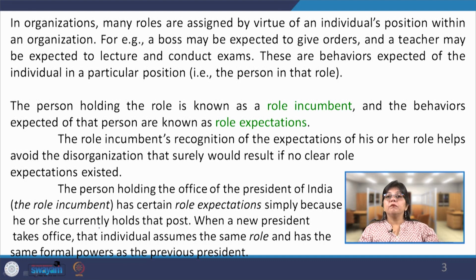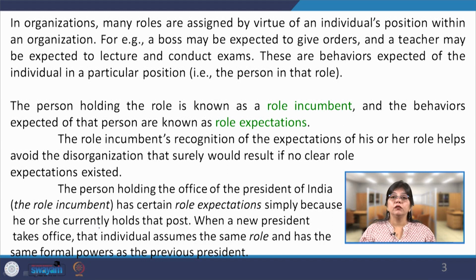So, the role incumbent's recognition of the expectations of his or her role helps avoid the disorganization that surely would result if no clear role expectations existed. Obviously, when role expectations are not clear, it leads to role ambiguity, which makes the functioning of the organization ineffective to a larger extent.